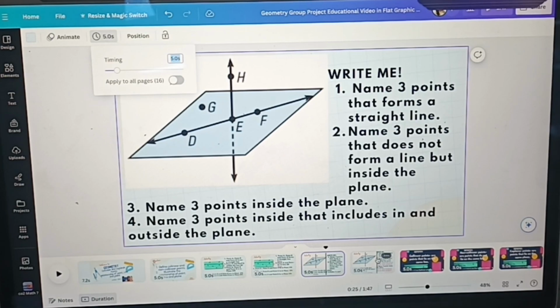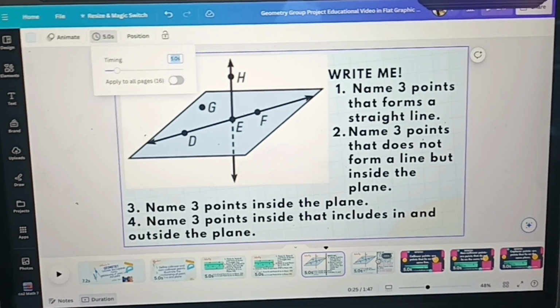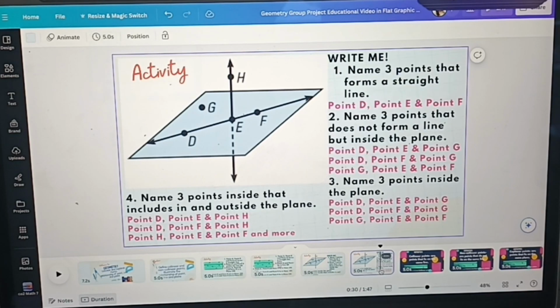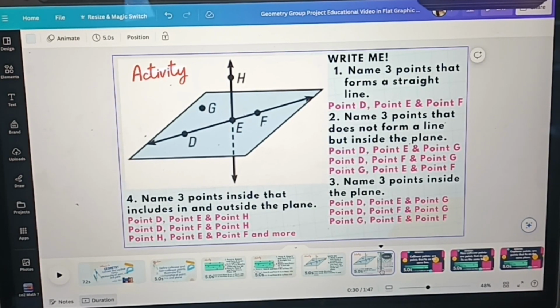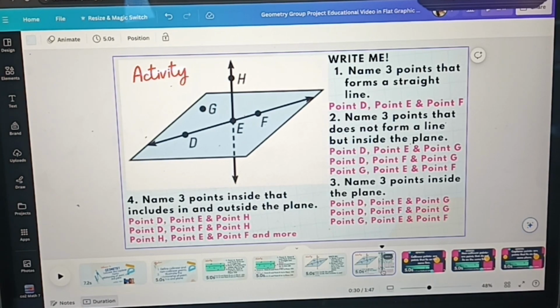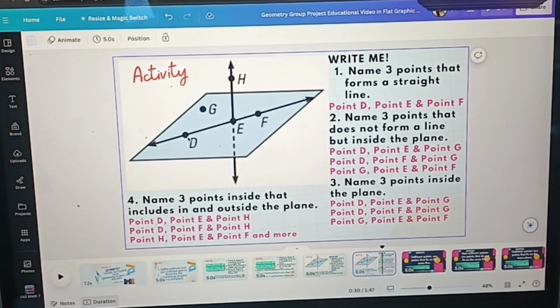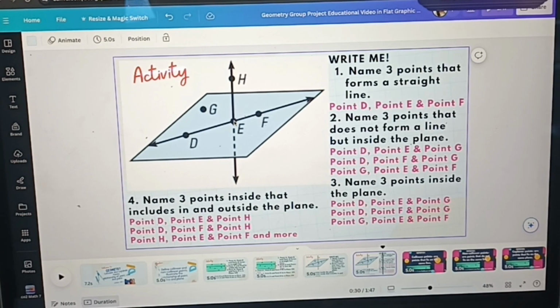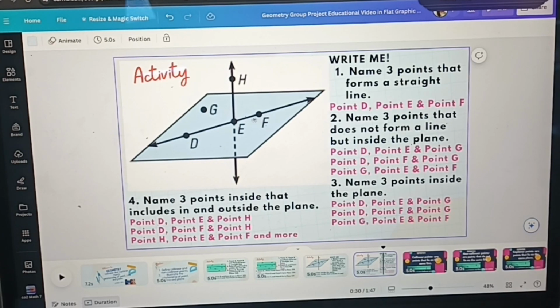Okay, so let's try to answer the following activity. For your activity, number 1, name 3 points that form a straight line. As you can see, I have here 3 given points. That is point D, point E, and point F. If you are going to connect the 3 points, that will make a straight line.